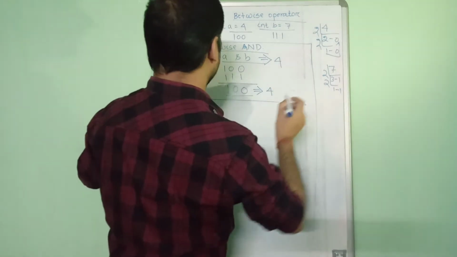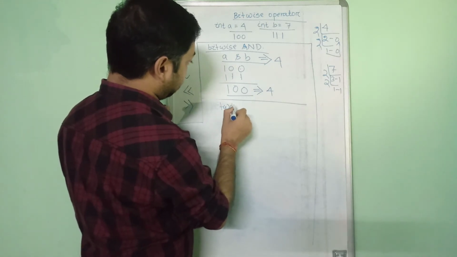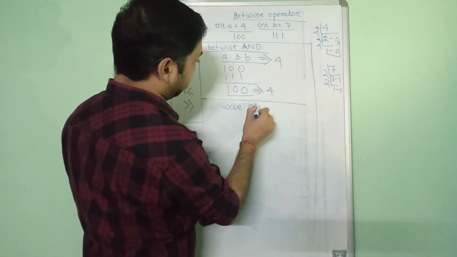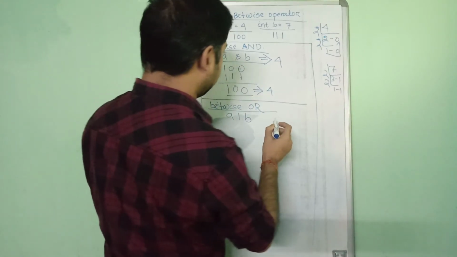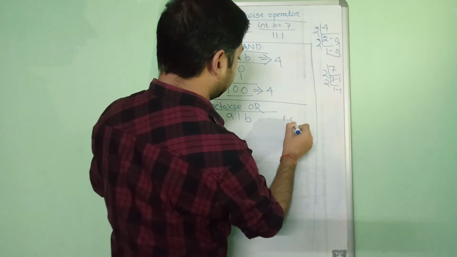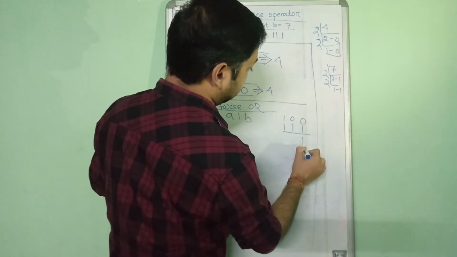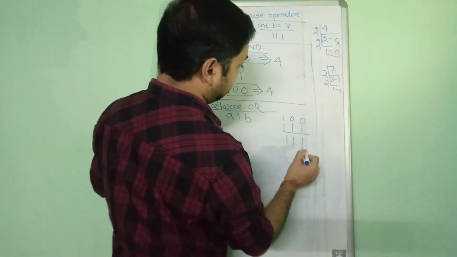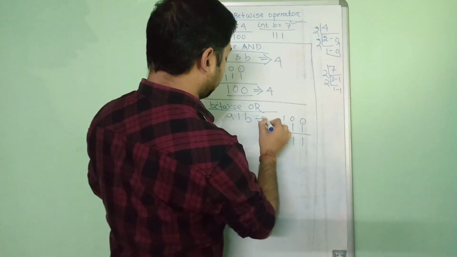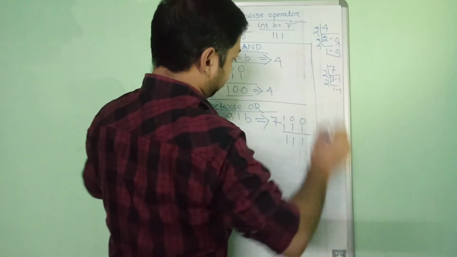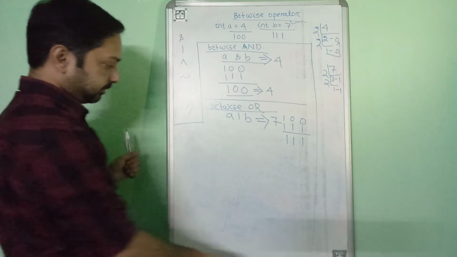Similarly, bitwise OR. In bitwise OR, what you get is A or B. Come to the same line: 1, 0, 0 and 1, 1, 1. So this is 1, this is 1, this is 1. So 1, 1, 1 is nothing but 7. When you perform the OR operation, you get 7. So this is bitwise AND and bitwise OR.